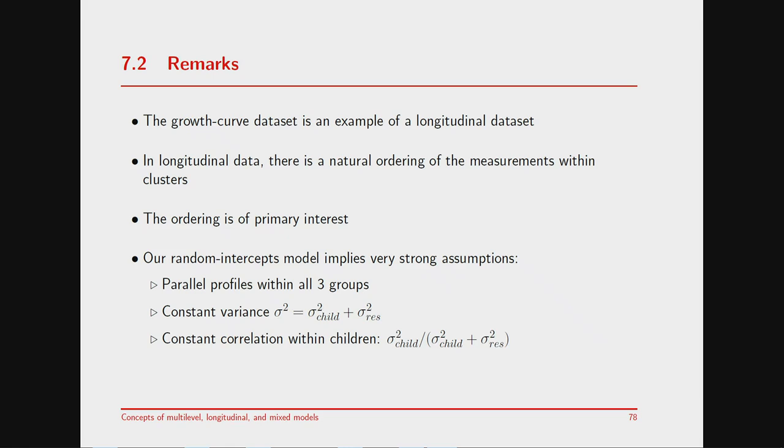Well, let's first look at these first two issues here: parallel profiles, and as a consequence, constant variability. Well, we can very easily relax that. If every subject already has a different intercept, why not also allow each subject to have its own slope? And then you might have some subjects that grow more quickly and other subjects that grow less quickly.